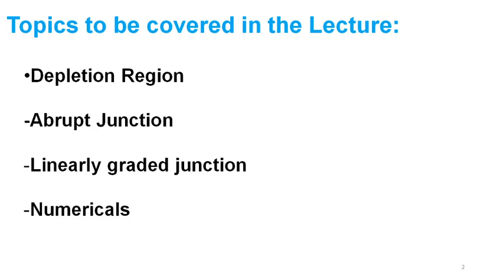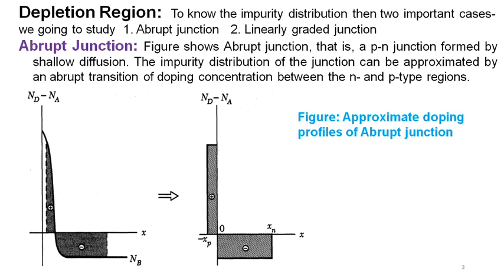In that, we have a number of equations under the thermal equilibrium condition. The first one is the abrupt junction and the second one is the linearly graded junction. In that, we can calculate the built-in potential, the maximum electric field, and how the impurity is distributed in both cases. We'll see details about that, and we'll go through a number of numericals.